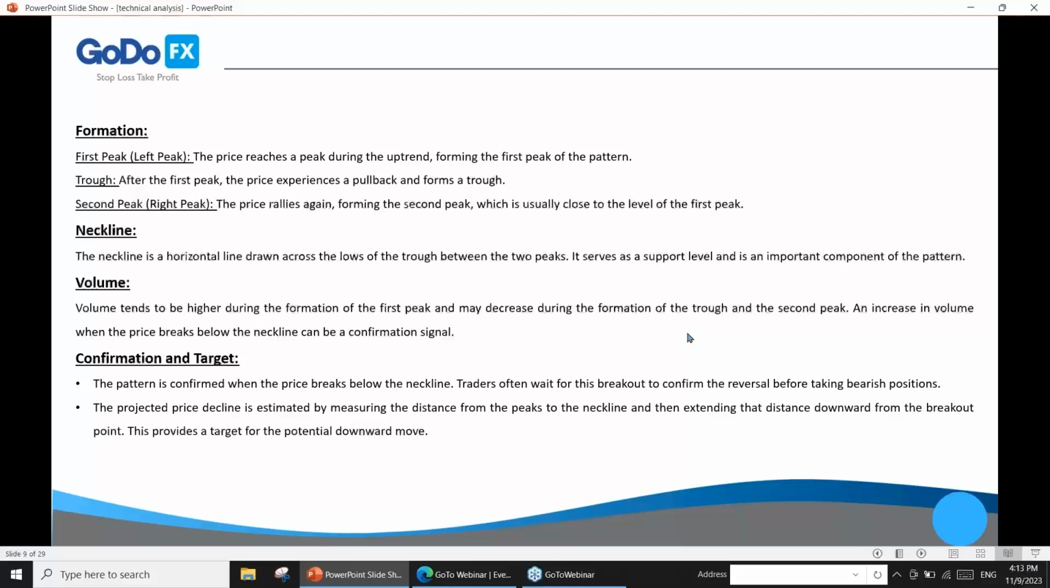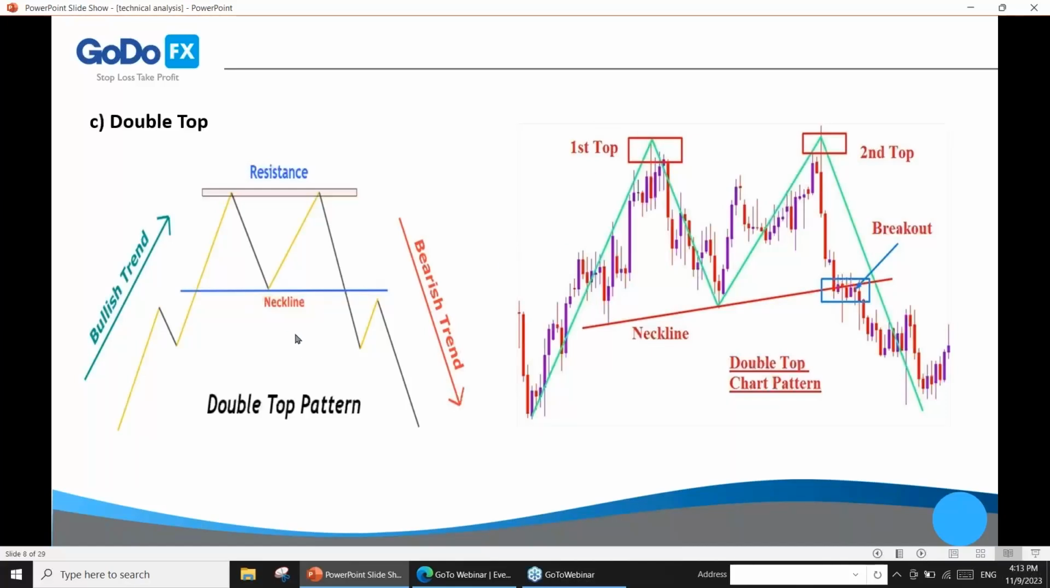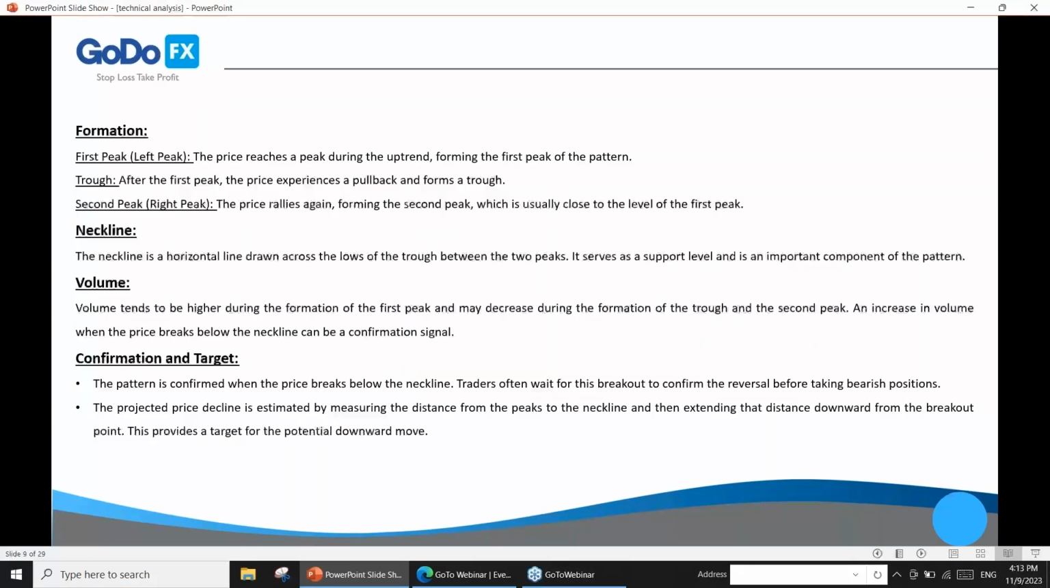So an increase in volume when the price breaks below the neckline can be a confirmation signal. Once the chart breaks out of the neckline and declines, we're going to have a very high volume, which is going to confirm this pattern, the double top pattern. So the pattern is confirmed when the price breaks below the neckline, and traders often wait for this breakout to confirm the reversal before taking a bearish position.